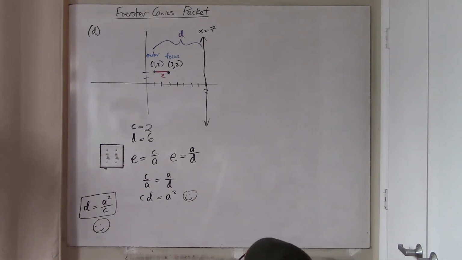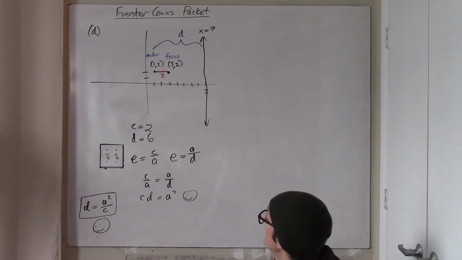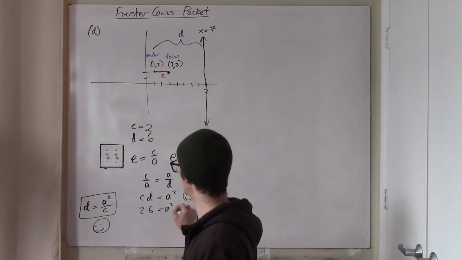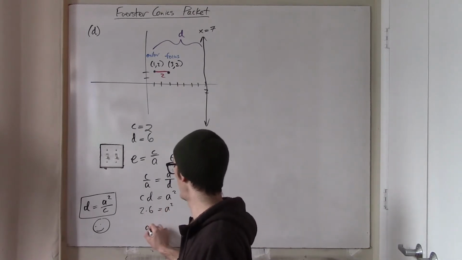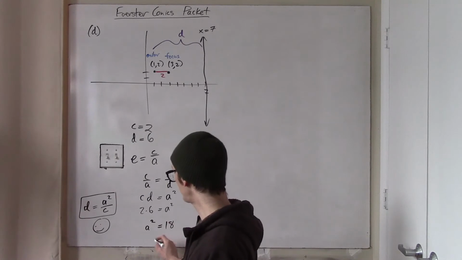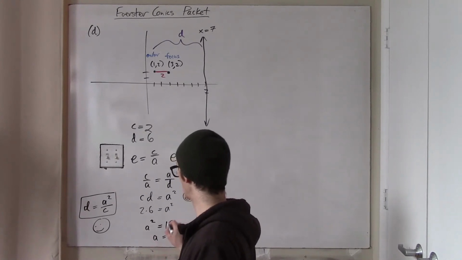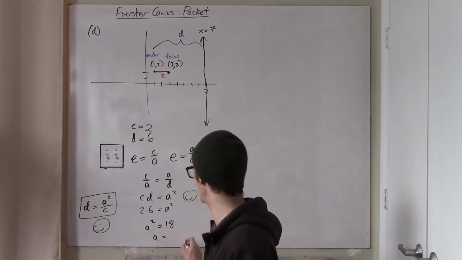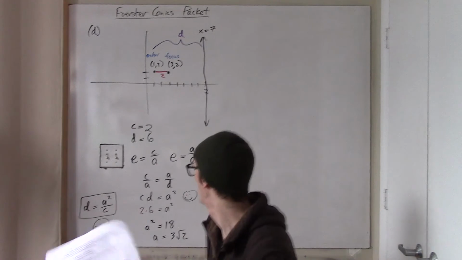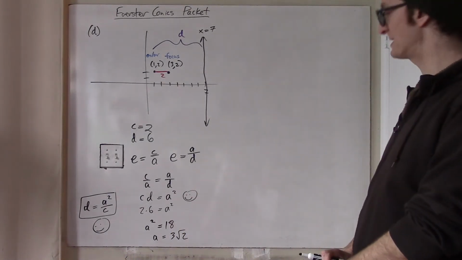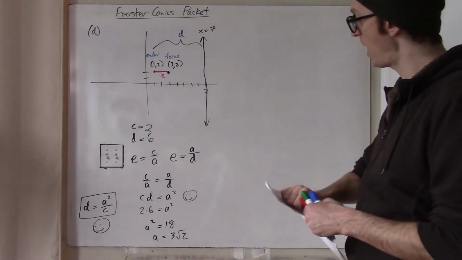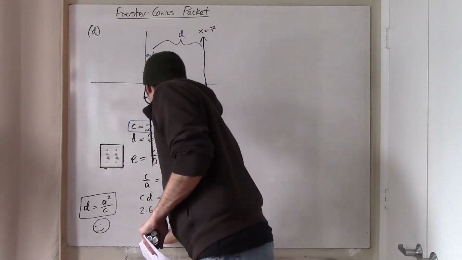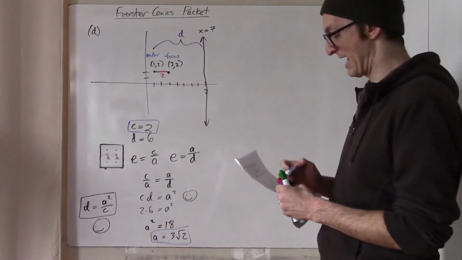So CD, C is definitely 2, D is definitely 6. So that means 2 times 6 is A squared, and therefore A squared is 18. And what is A? It's the square root of 18, which is 3 root 2. So that is unexpected. What do I now know? I know A, and I know C, so I can calculate E, the eccentricity. Perhaps we just do that right now.